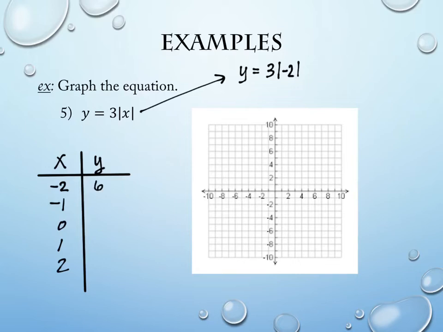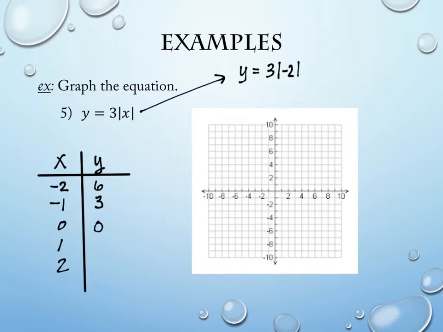And we're just going to go down the line. -1. What's the absolute value of -1? 1, and then multiplied by the 3 is going to give me the 3, right? How about 0? What's the absolute value of 0? 0. And 0 times the 3 is still 0.